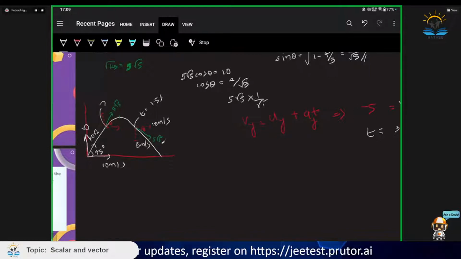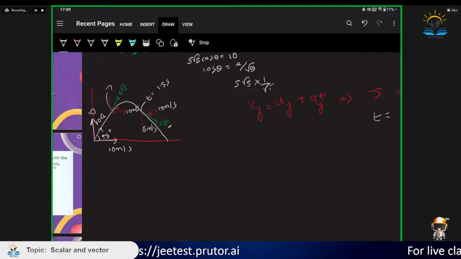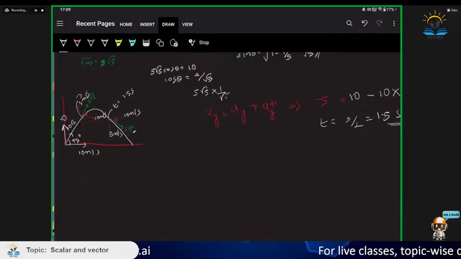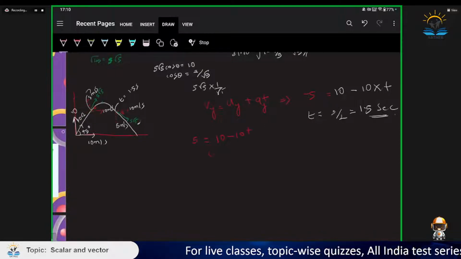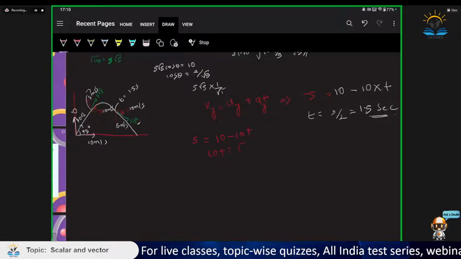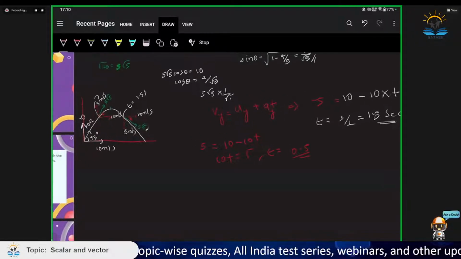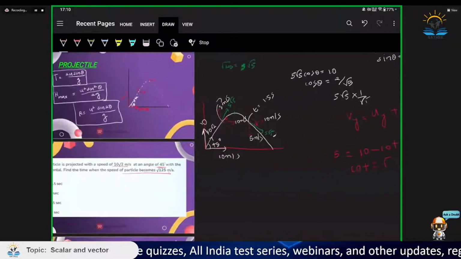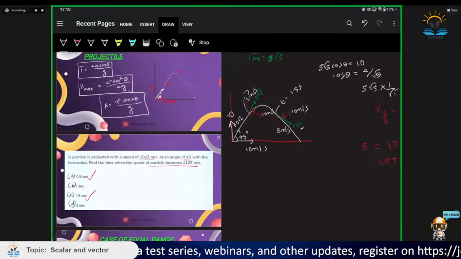Here the horizontal component of velocity will be 10 meter per second only, so the y component will be 5 meter per second. But see, when we apply the equation vy equal to uy plus ay t, vy will be plus 5, which is equal to 10 minus 10t. So 10t will be 5 and t will be 0.5. So 0.5 and 1.5, both are correct options.